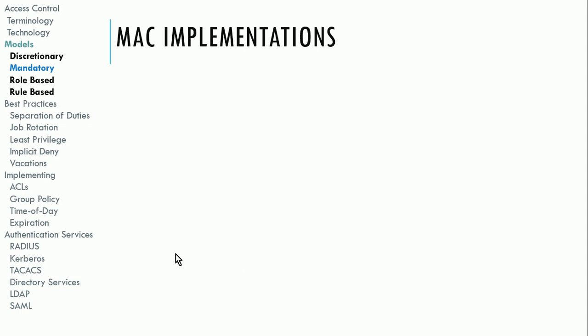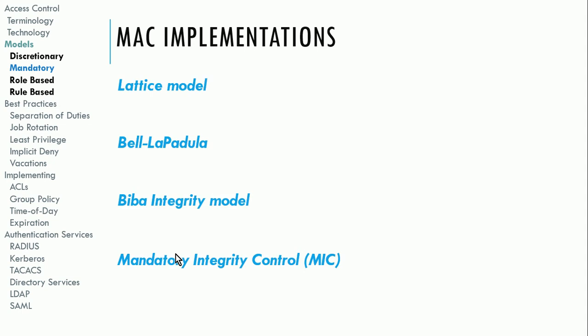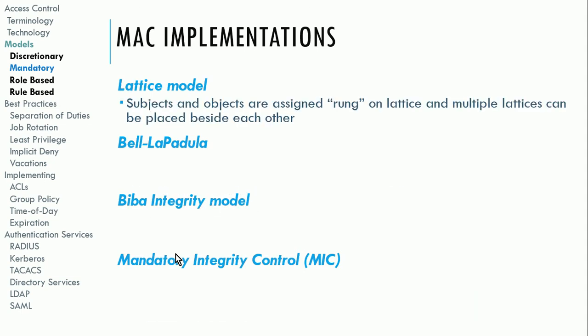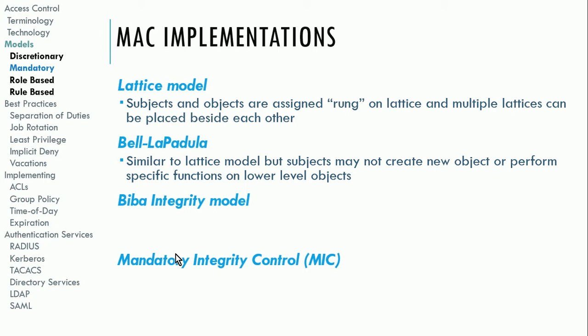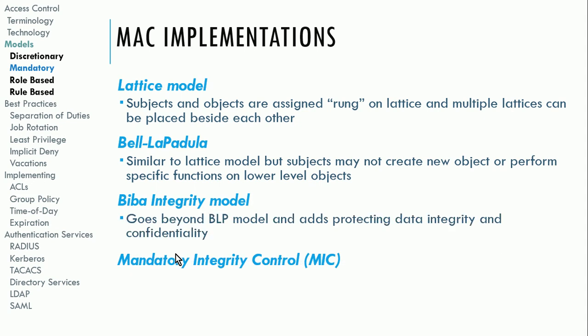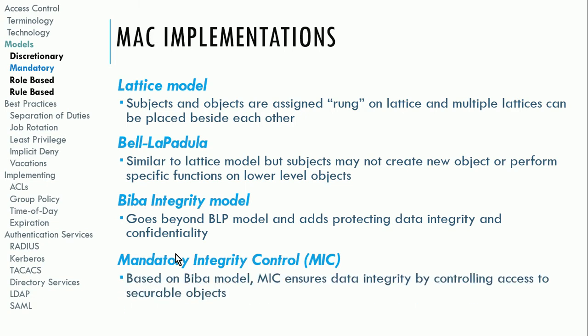There are different implementations of mandatory access control. Your book discusses these in much more detail, but the four are the lattice model, in which subjects, users, and objects are assigned a rung on a lattice, and multiple lattices can be placed beside each other. Bell-LaPadula is the other model, which is similar to lattice, but subjects may not create new objects or perform specific functions on lower level objects. And then the Biba integrity model goes beyond BLP, or the Bell-LaPadula model, and adds protecting data integrity and confidentiality. And then there's mandatory integrity control, which is based on the Biba model. It ensures data integrity by controlling access to securable objects.